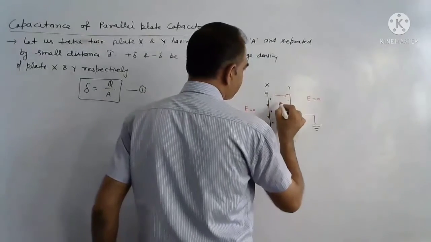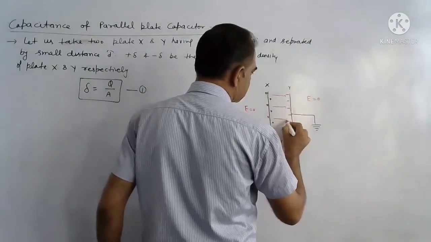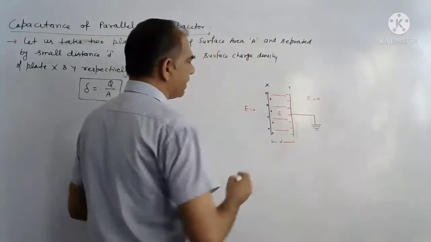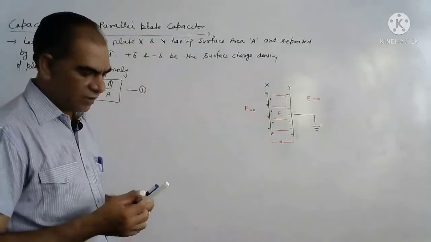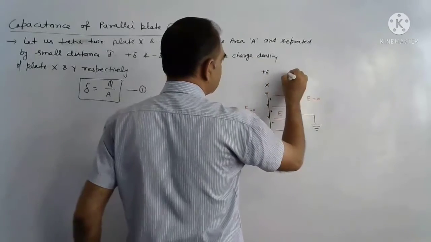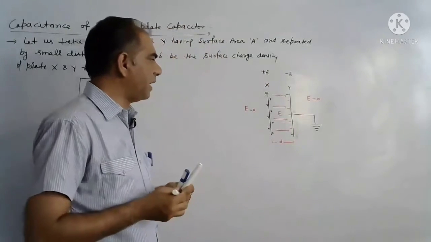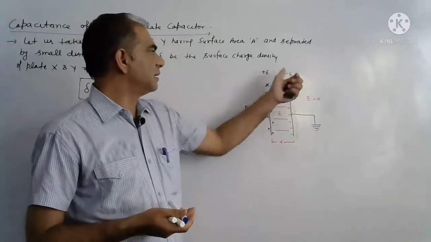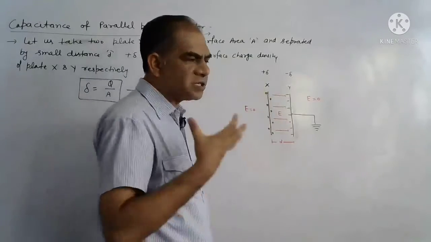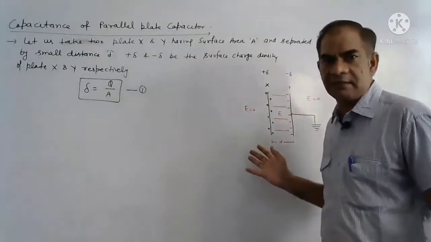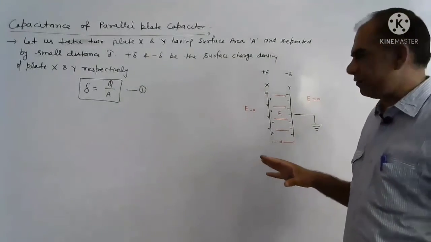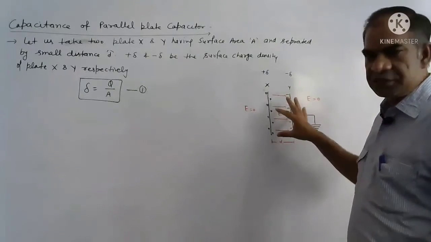But in between them, an electric field E exists, with direction from plate X to plate Y. Due to the presence of this charge, plate X has surface charge density positive sigma, and plate Y has surface charge density negative sigma. Now we find out the capacitance, or storage power, of this device. This device is generally used, and we find out the potential.